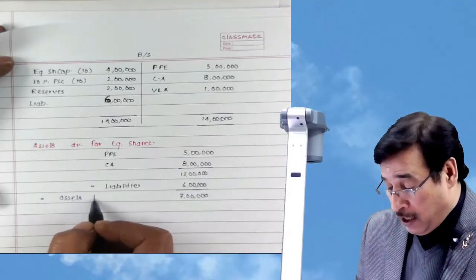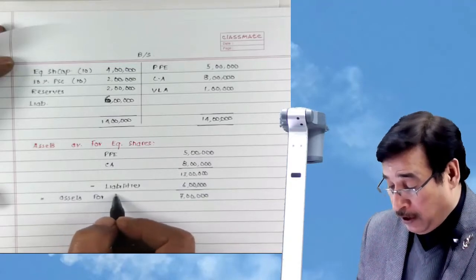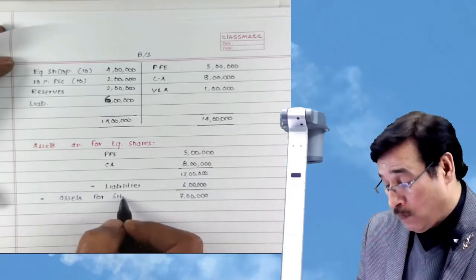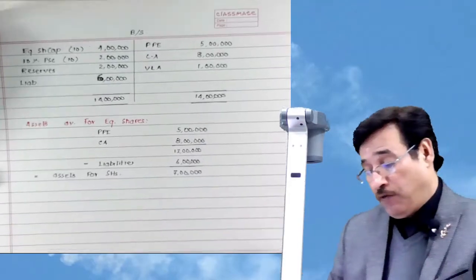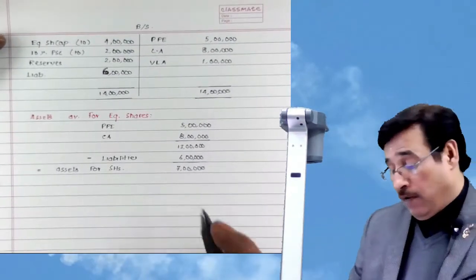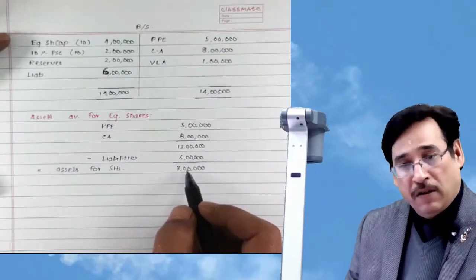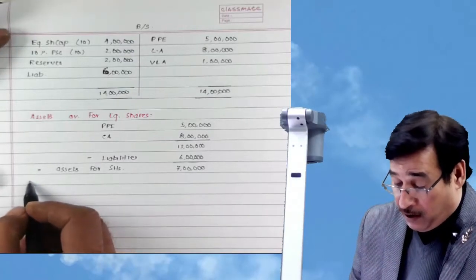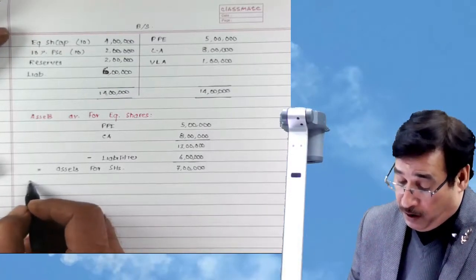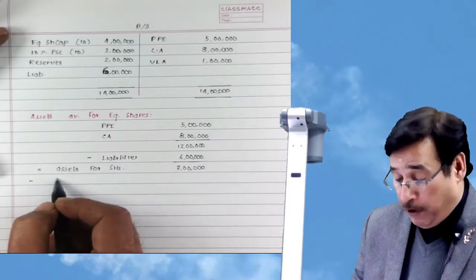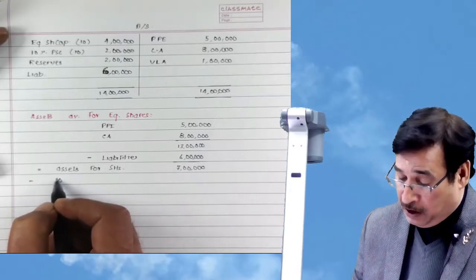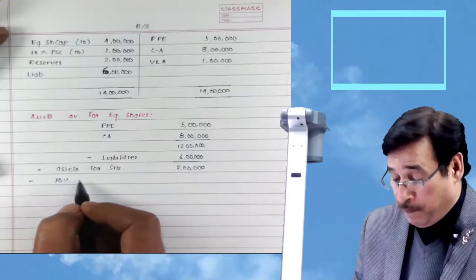It is known as assets for shareholders, correct? Assets available for shareholders. Now you have computed assets available for shareholders. Just have a look. Is there any preference share capital? Yes. In this case, there happens to be a preference share capital.